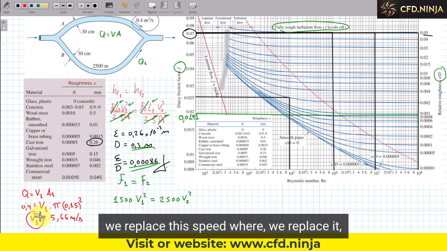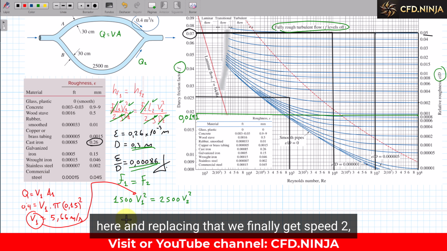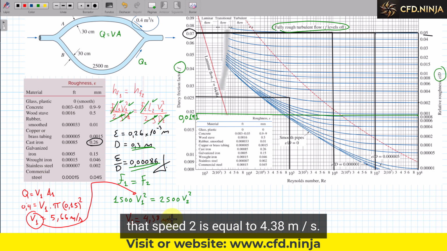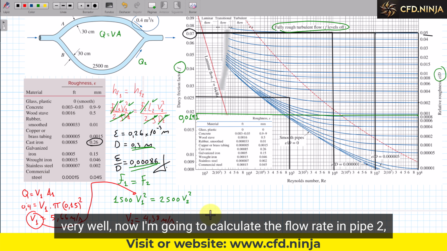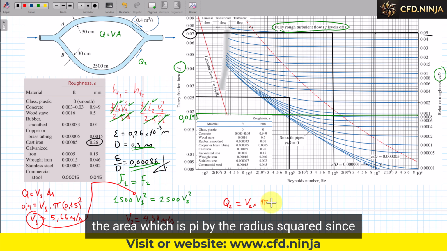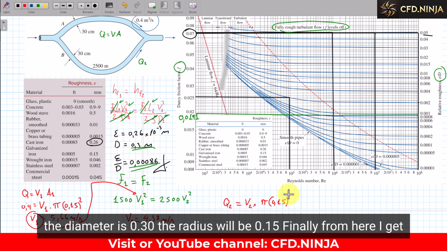We replace this speed where? We replace it here, and replacing that, we finally get speed 2. That speed 2 is equal to 4.38 meters per second. Very well. Now I'm going to calculate the flow rate in pipe 2, pipe B, which would be equal to speed 2 multiplied by the area, which is pi times the radius squared. Since the diameter is 0.30, the radius will be 0.15.